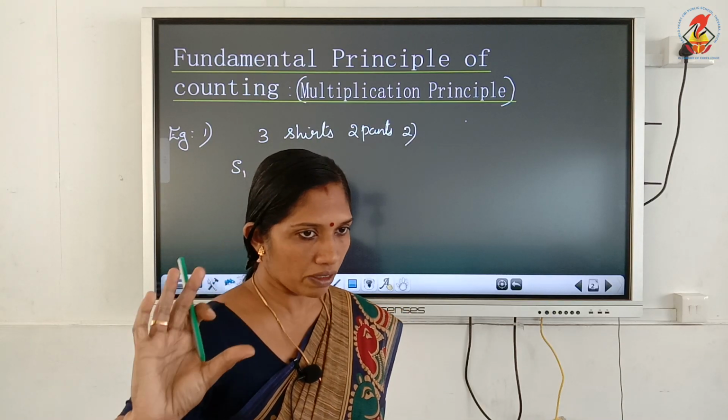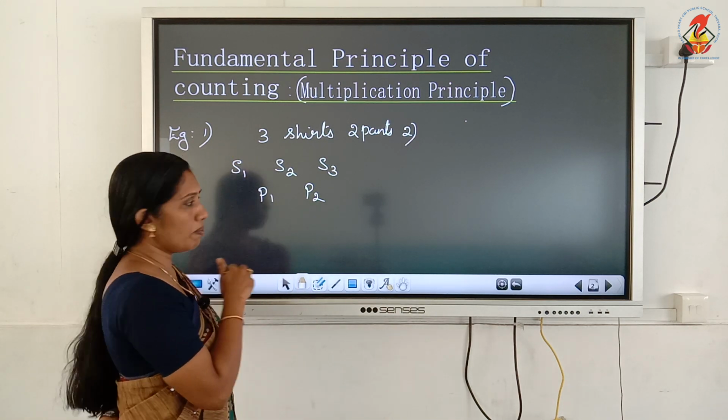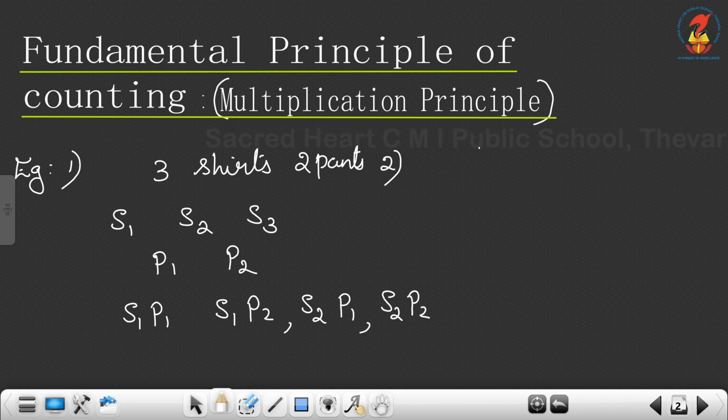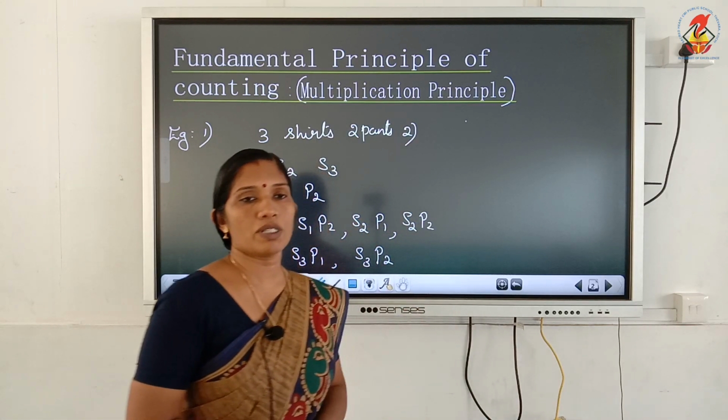So we have to take combinations. S1 with P1, that is one possibility, first shirt with first pant. Now I can write S1 P2, that is another case. Then S2 P1 and S2 P2. Now we have one more shirt, so S3 P1 and S3 P2. So how many different cases are there? 1, 2, 3, 4, 5, 6 possibilities.